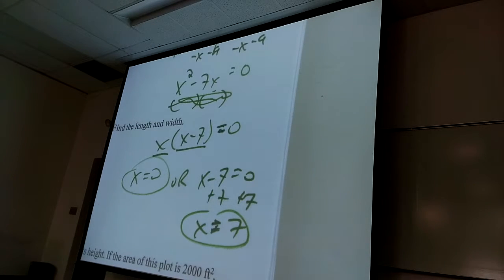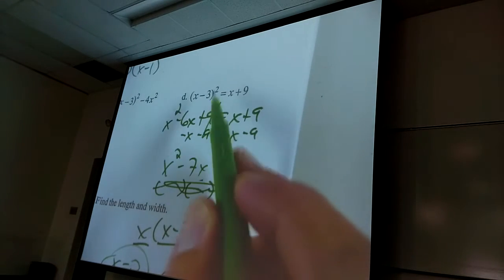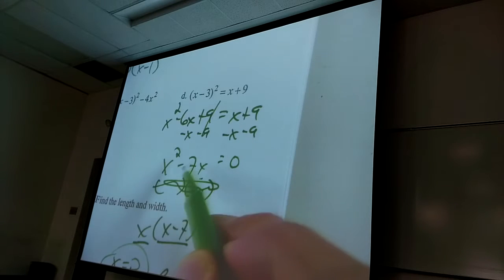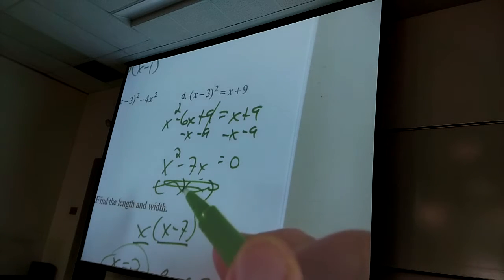You okay with that one? That one's one of the harder ones because you have to kind of feel like you go backwards a bit, but you have to undo that factoring and then move these things over.